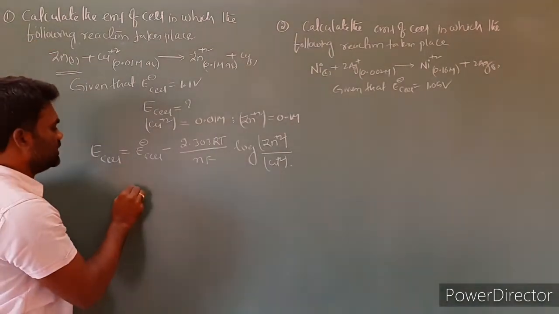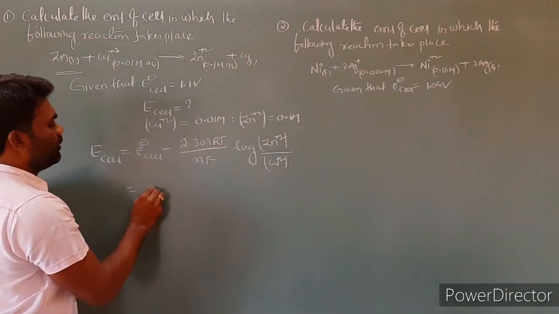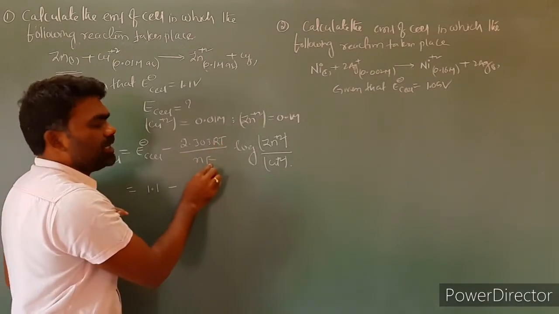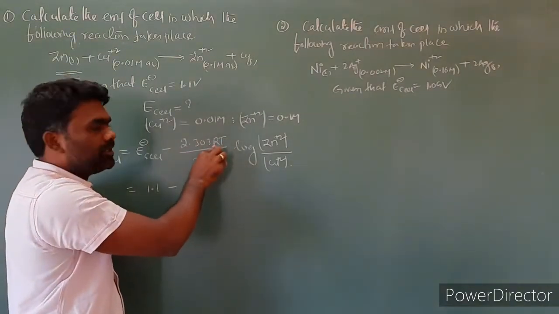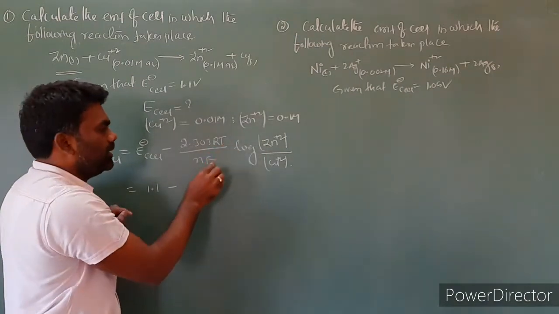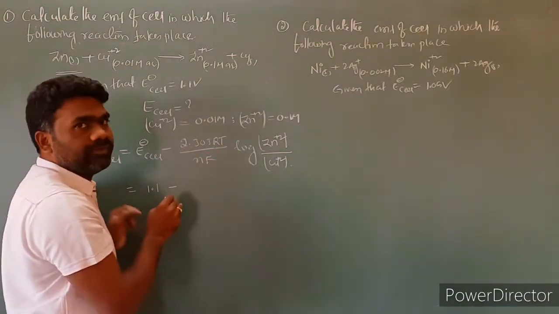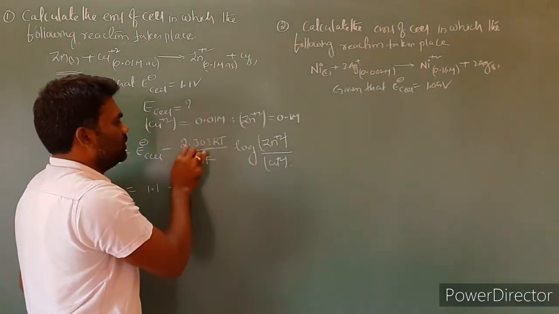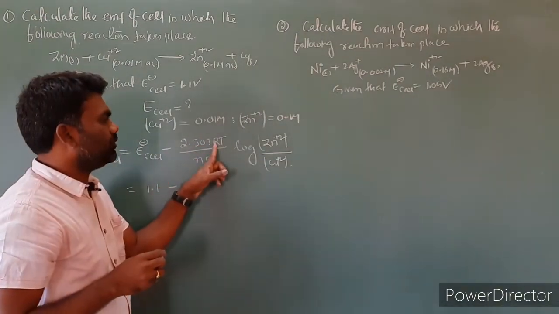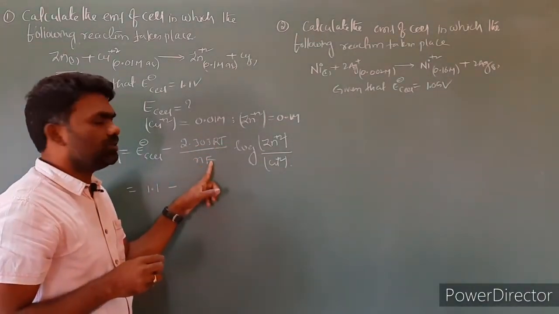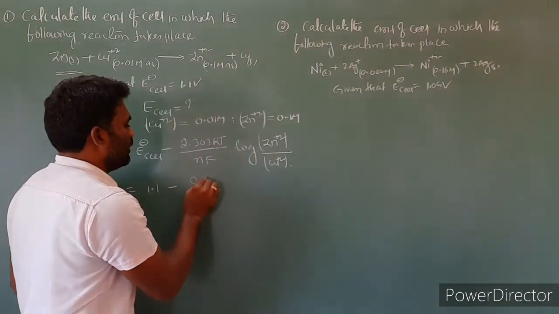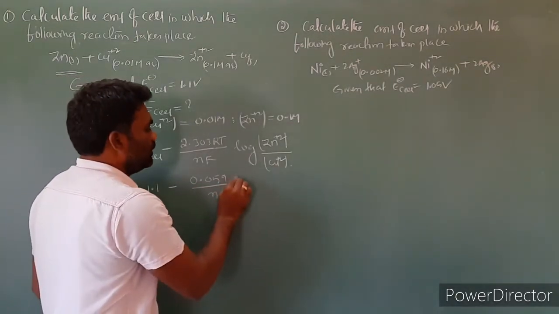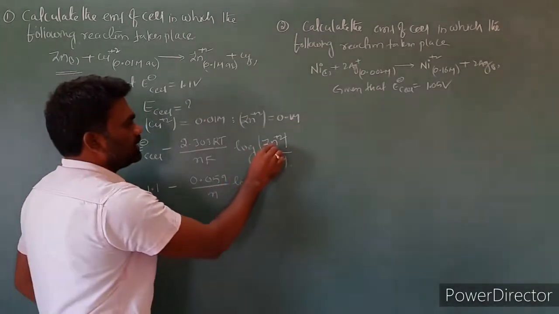Then substitute the values in this equation. E standard cell is given as 1.1 volts, so 1.1 minus 2.303 RT by F. R is the gas constant, its value is 8.314. T, I'm taking it as 298 Kelvin, and F is the Faraday constant. We are taking standard conditions here. So 2.303 into 8.314 into 298 by 96,500 coulombs. Upon simplification you get 0.059 by n, and I'm taking log of the concentration of Zn²⁺.